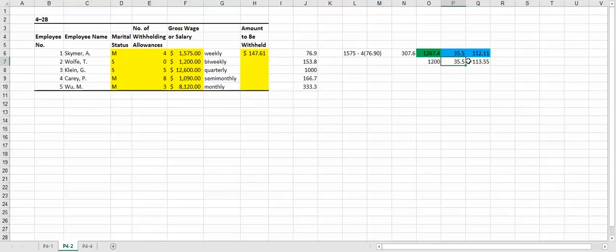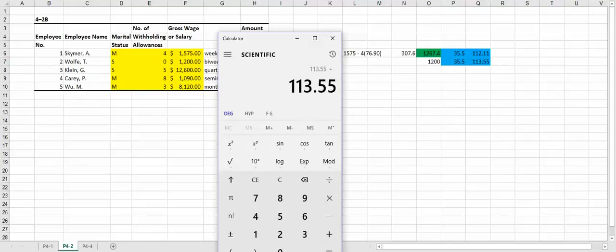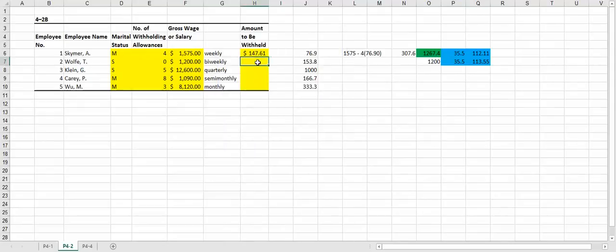And then again, we're going to add the two numbers in blue together. That gives us $149.05. And you're just going to repeat the process for the rest of these problems. One of them will have nothing withheld. So if you get an amount that has 0, it's going to be fine.